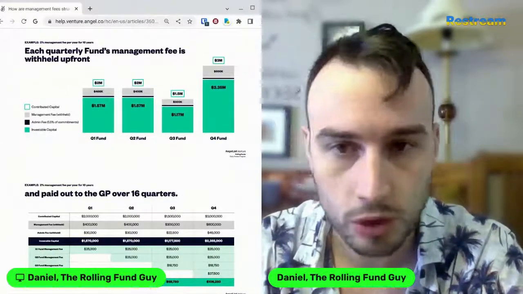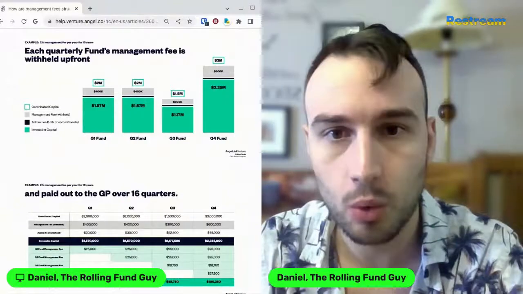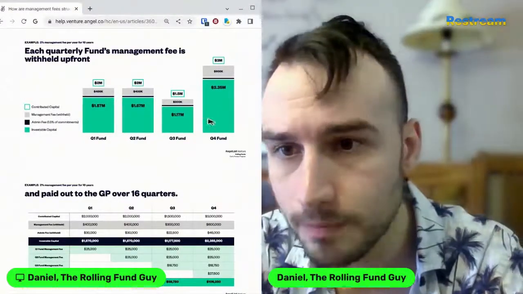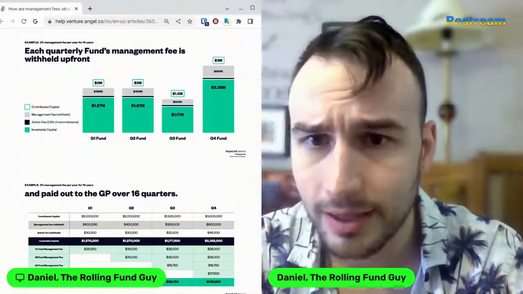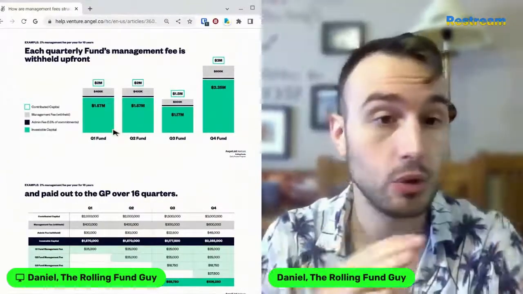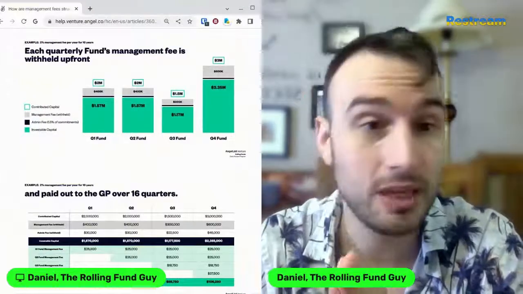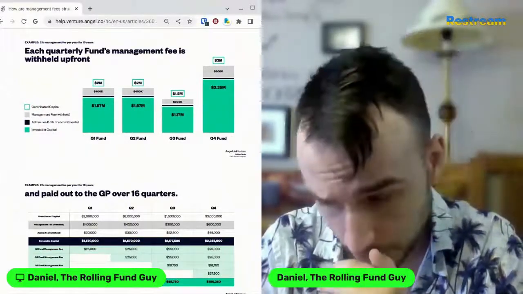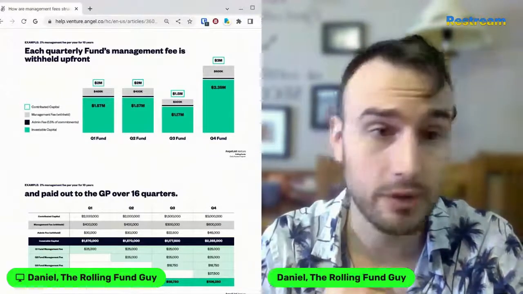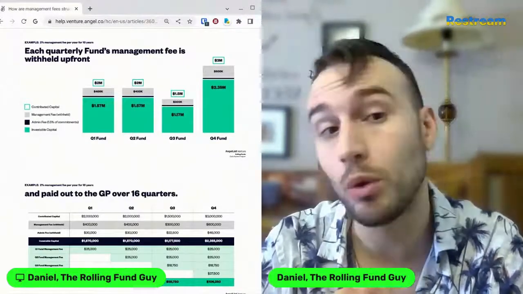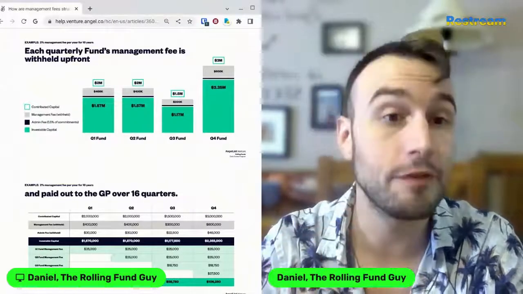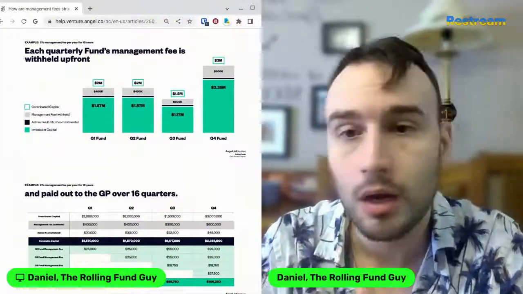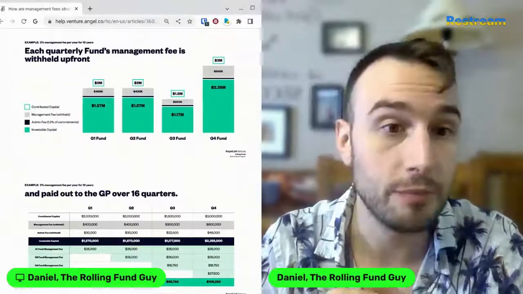From quarter 1 to quarter 2, same amount. We deployed a little bit in quarter 3. We raised a bit more in quarter 4, so we have more than before. On top of that is the admin fee. That goes to AngelList. It's 1.5% of commitments, or $20,000. If your 1.5% of commitments is less than $20K, then you'll pay a $20K flat fee for AngelList's services per quarter. Otherwise, you'll be paying 1.5% of commitments.